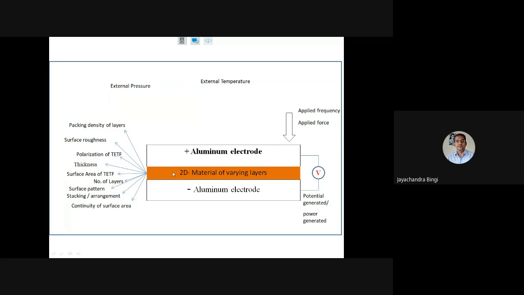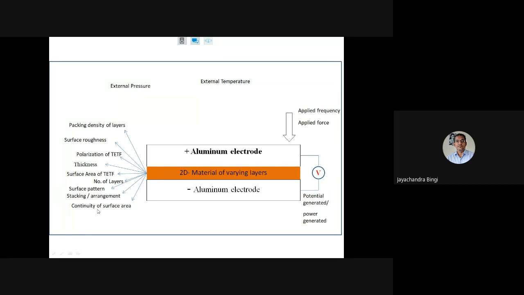In our research, we are doing some work with other universities. Based on that, we have taken a 2D material. If you want to take some other material, I don't mind. So you can take it. Here you have a surface pattern related to the 2D material, stacking or arrangement of layers, equispaced layers, that periodicity you can measure, and continuity of the surface. Continuity of which surface? The top surface of this layer.